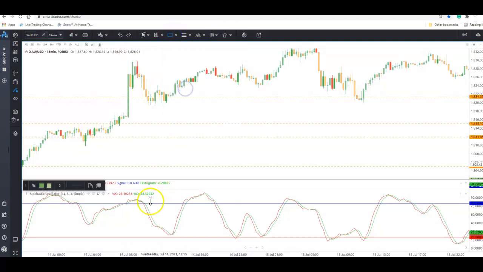Now I need stochastics to be overbought, because if I have a reversal candlestick pattern, but stochastics is not overbought, it's all the way oversold, that's not a trade. Okay, all right, so that's it. That's the strategy, and you can do this on any currency pair.